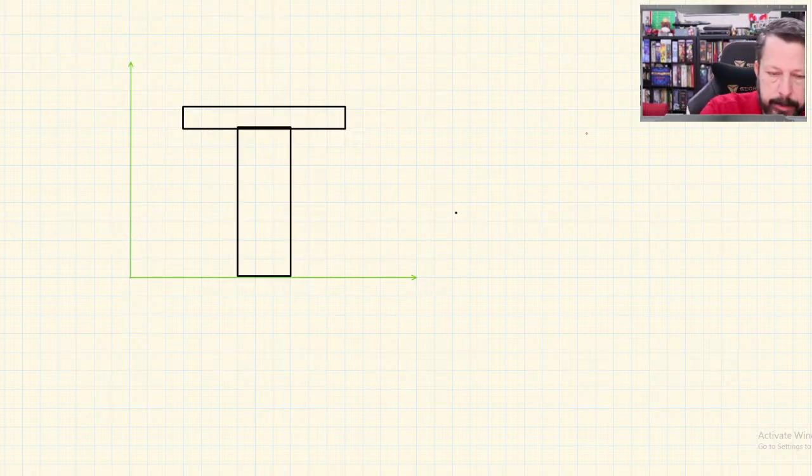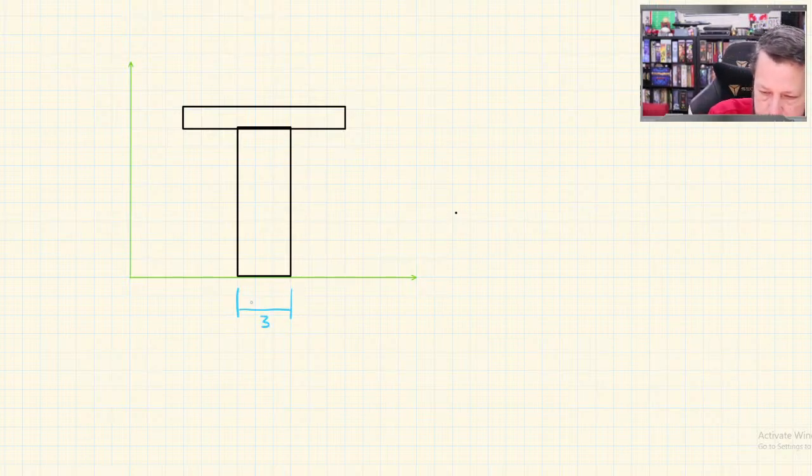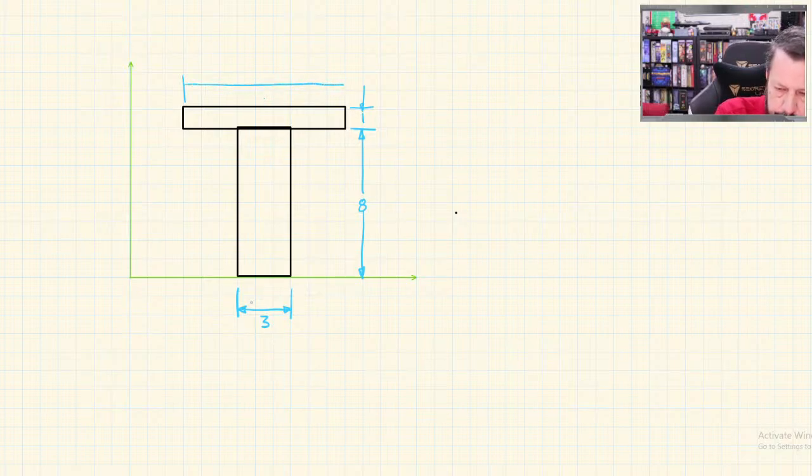Let's put some dimensions on it so that we have numbers we can work with. And let's just use our coordinate system, our grid system here. This will be 3 units. This will be 1, 2, 3, 4, 5, 6, 7, 8. That'll be 1. And that's all. Oh, we need this one. 1, 2, 3, 4, 5, 6, 7, 8, 9, I think. Nine.